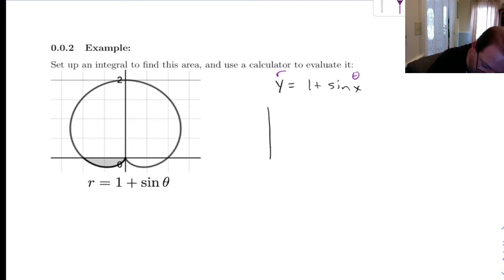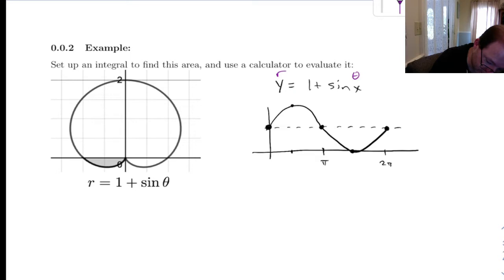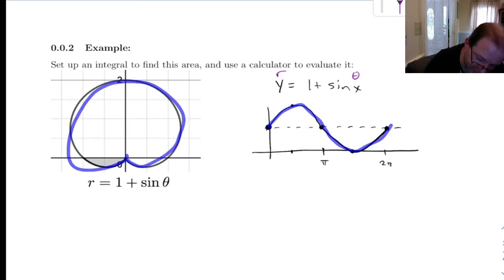So if I graph this rectangular, it's just the sine graph shifted up one. So here's pi and here's 2 pi. So we're going to have a point here, here, and here, here, and here. So let's look at how the different parts of this graph correspond to the parts of this graph.